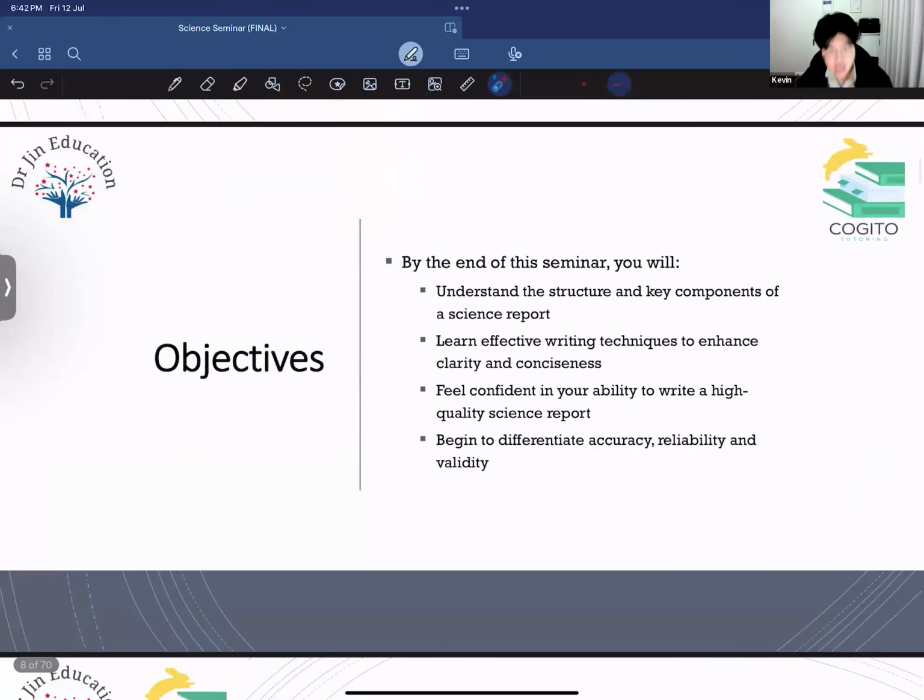Now, these are my main objectives for the night, okay? So there's 4 things here. Number 1, understand the structure and the key components of a science report. So that's the main thing, actually, okay? The structure and key components. Number 2 is learn effective writing techniques to enhance clarity and conciseness, okay? So you don't want to be too wordy. You want to know how to write a science report that's succinct, concise, and clear, okay? So hopefully I can give you some tips on that.